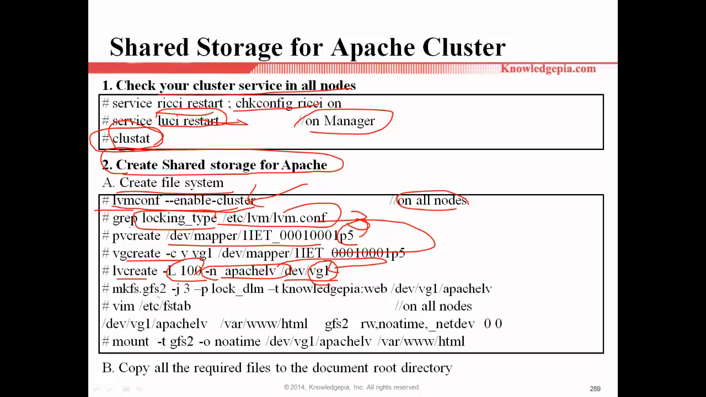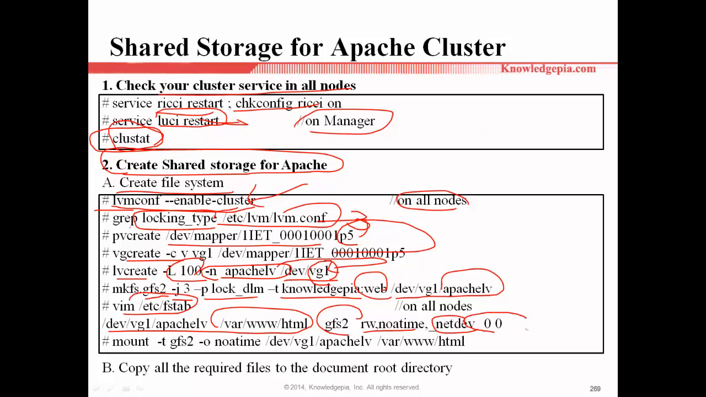After that, we need to create the GFS2 file system, with the journals, the locking protocol, and the table name, in my case the cluster name and web, and the device. Device means /dev/vg1 slash the logical volume name, in my case apache_lv. After that, you need to register this information in /etc/fstab, so later, even if you reboot your system, it will mount the device to this mount point directly, with the file system type and options.